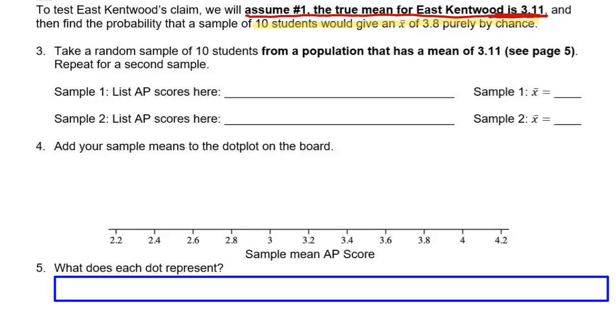Yep, I'll come and help you do that. So I want you guys to do that. Find those 10 students. Then I want you to find the average, the X bar. And then I want you to do another random sample of 10. So you're going to do this twice over. I'll come around and help you if you need help. Find an X bar for both samples.